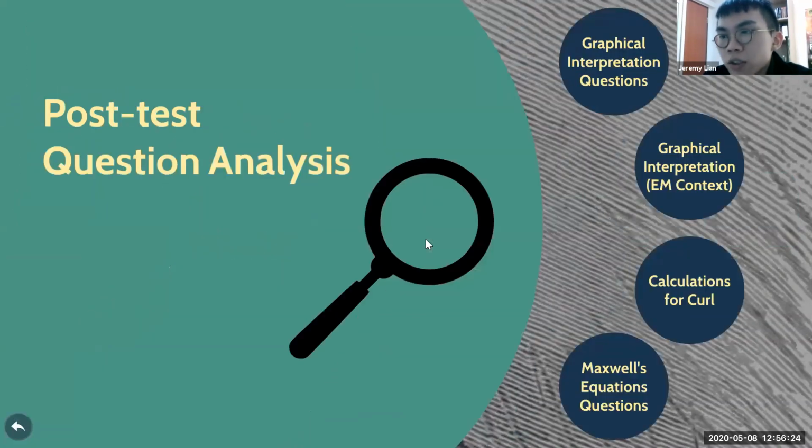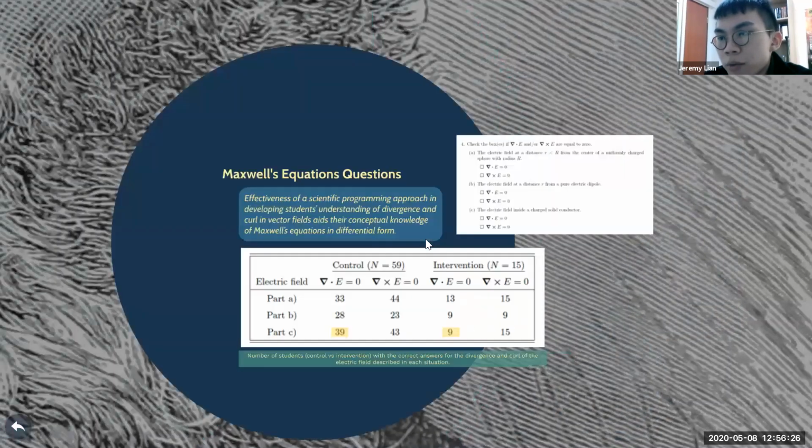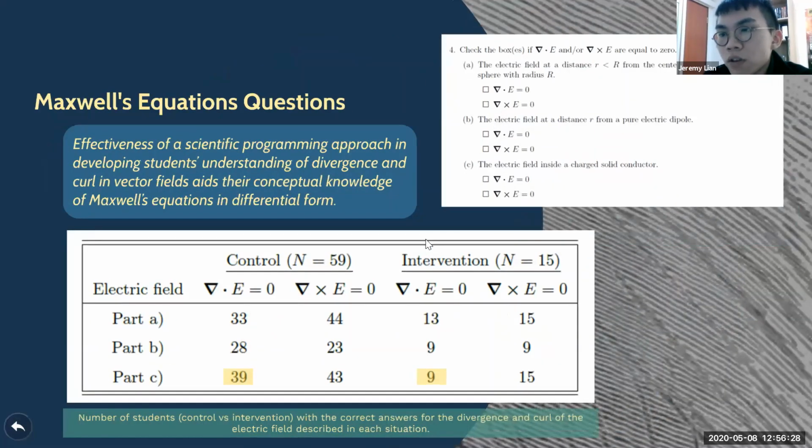In the last questions, students were asked to determine if the divergence and curl were zero or non-zero in three given physical situations. We see that with the exception of the divergence question in part C, our intervention class outperformed their peers in the control group for all other questions. This is indicative that a better understanding of divergence and curl in vector fields aids students' conceptual knowledge of Maxwell's equations in differential form.